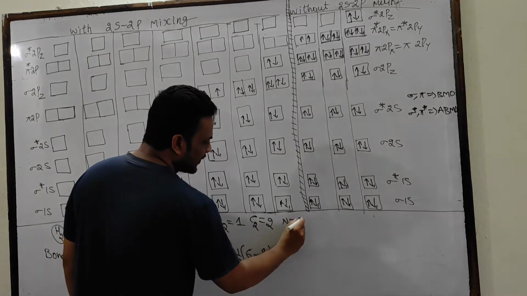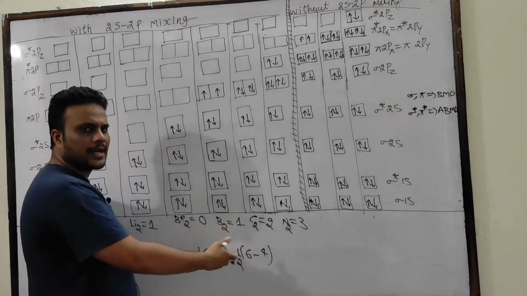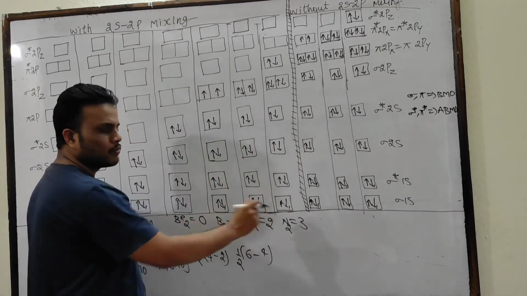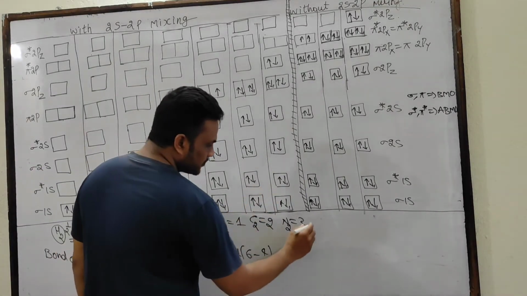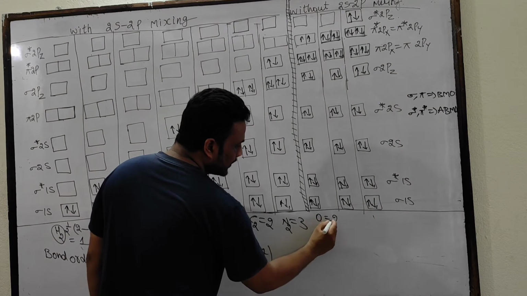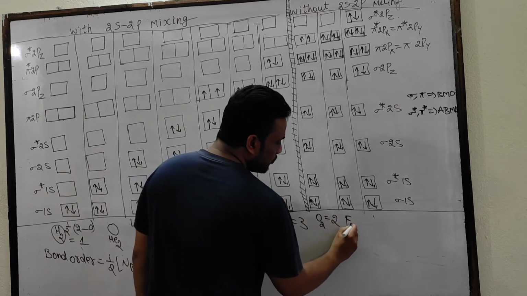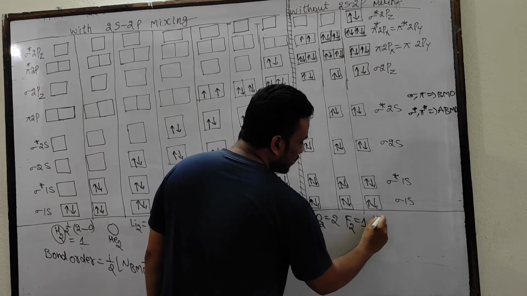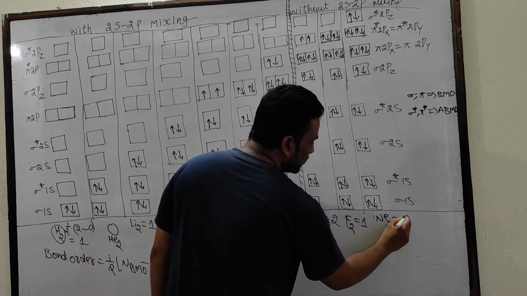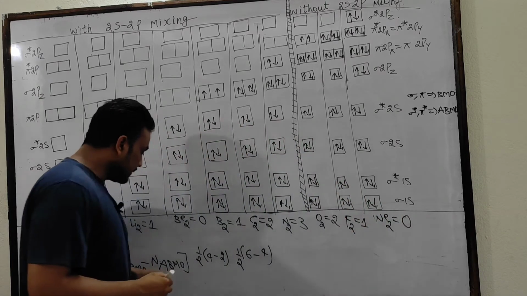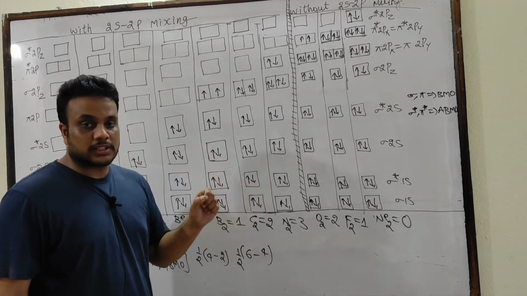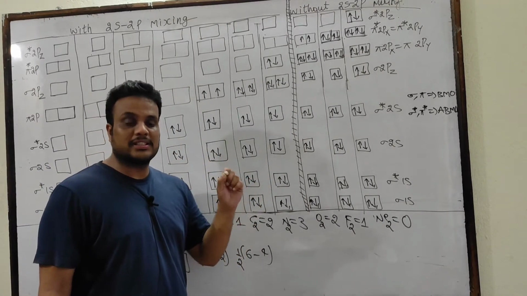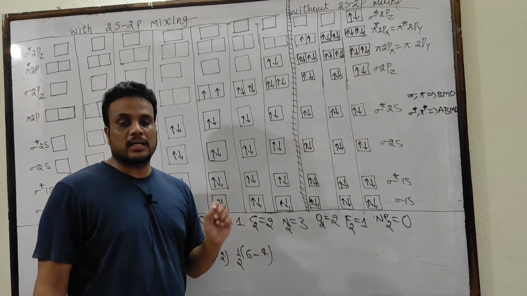Like this, N2 you can calculate, because once you know how to calculate BMO minus ABMO upon 2, the same formula you can apply. For O2 bond order is coming 2, and for F2 bond order comes out to be 1. For Ne2 bond order comes out to be 0, because we know that noble gases in elemental state, I mean in atomic state, they behave as molecules, so they are already stable.